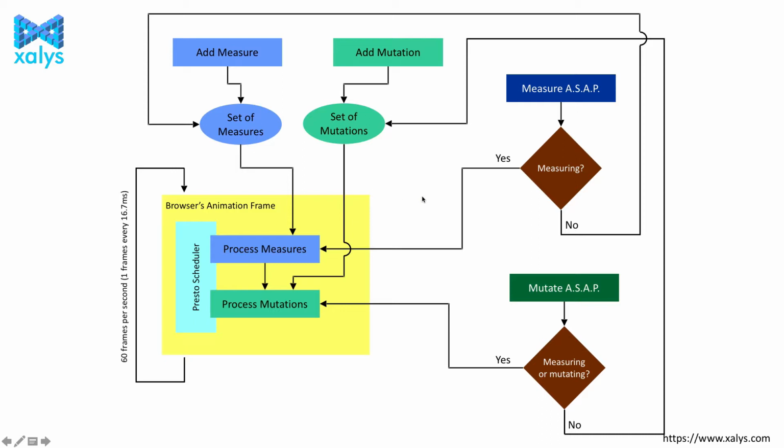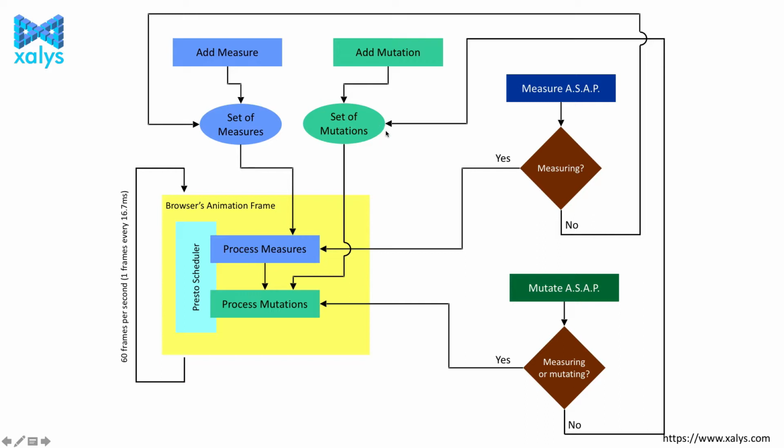If you ask Presto to mutate the DOM as soon as possible, you have three possible outcomes. If you are in the measuring phase, Presto will execute the mutation at the end of the measuring step, in the same animation frame cycle. If you are already in the mutating phase, Presto will run the mutation immediately. If you are not in the Presto cycle, Presto will schedule your mutation for the next animation frame.